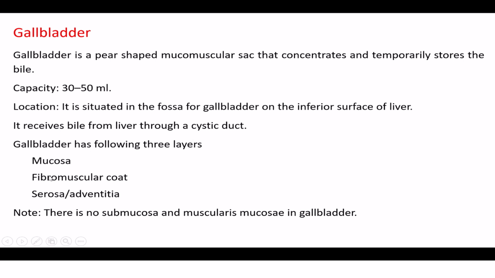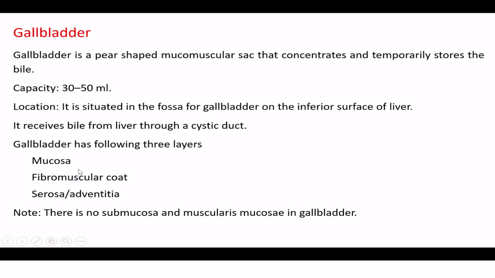Gallbladder has the following layers: mucosa, fibromuscular coat, serosa, and adventitia. So if you see, it is different from intestine in the way that intestine will have mucosa, submucosa, and muscularis externa, and it will have serosa or adventitia. But in case of gallbladder, if you observe, there is mucosa, but there is no submucosa, and muscularis externa is modified into fibromuscular coat, and there is serosa and adventitia.